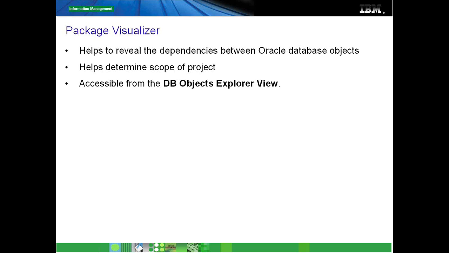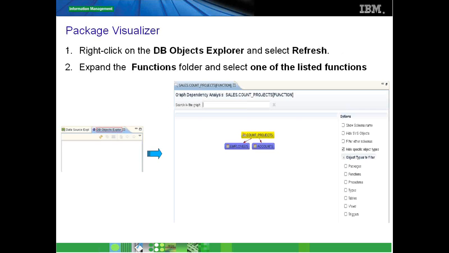Also, like I mentioned, package visualizer helps us reveal the dependencies between various database objects. It helps us isolate some of the database objects. Let's say there's a problem creating an object which is pretty complex and cannot be readily moved onto DB2, and you want to isolate it. It's important to know what other objects are going to be impacted because of the isolation. That's when package visualizer comes in really handy and helps us determine the scope of the project, the scope of the work that we're looking at. And it's accessible in the DB2 Object Explorer view.